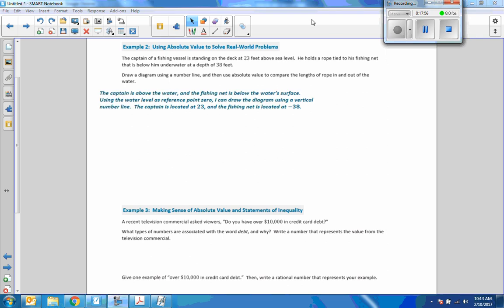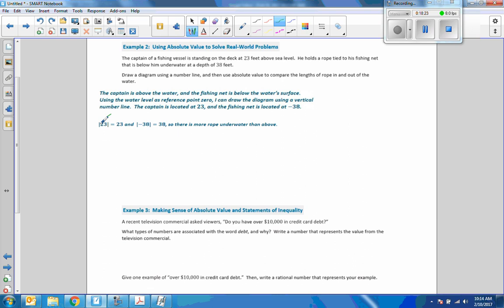So first, let's put some thought into this. The captain is above the water, and the fishing net is below the water surface. Using the water level as a reference point 0, I can draw a diagram using a vertical number line. The captain is 23 feet above 0, and the fishing net is negative 38 feet, or 38 feet below 0. Okay, using absolute value, I can then conclude that since the captain is 23 feet above sea level, the absolute value of 23 is 23, and the fishing net is negative 38 feet, or 38 feet below the water, and that is a distance of 38 feet from the surface underneath. So there's more rope underwater than above.